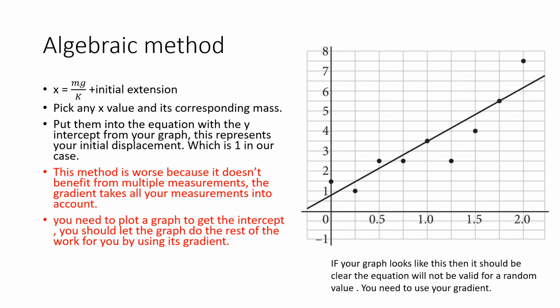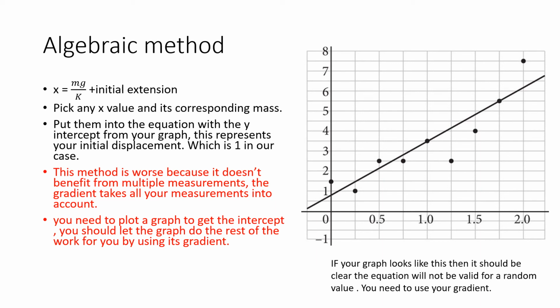This is another thing. When you do an algebraic method, you need to do some extra measurements, because you need to know certain initial conditions, like your initial extension. The initial extension is right here where the line intercepts the y-axis. So you need to measure that first for an algebraic method to work. Either way, if you plug all those values in and rearrange to find k, you might get a right answer, but it's not very likely to be right.